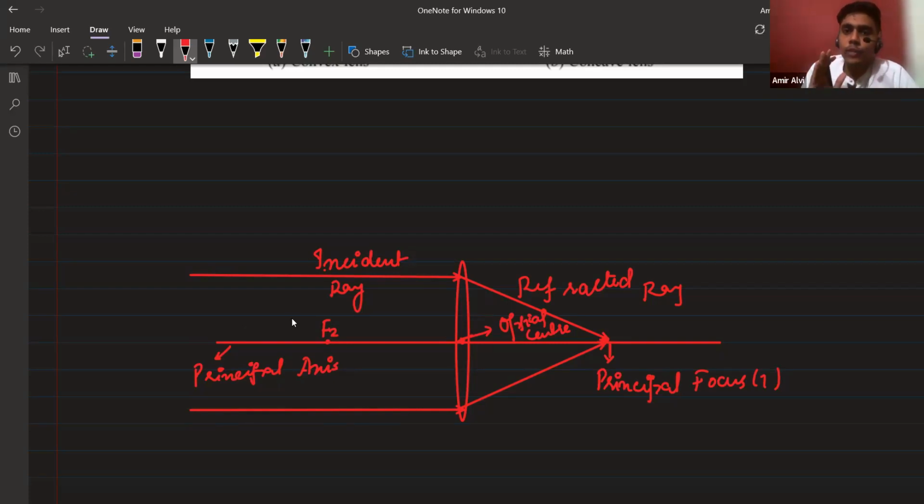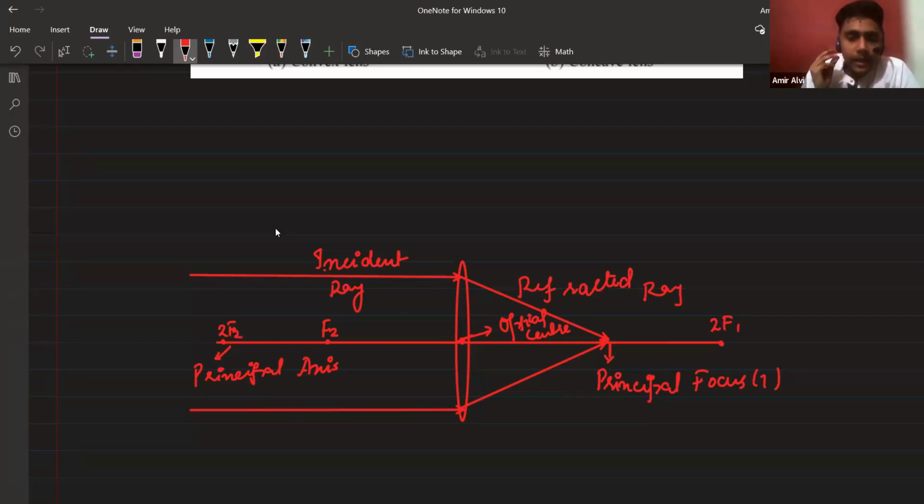In the mirror, we used to say the center of curvature. The center of the spherical mirror is the center of curvature. But in this, it's called 2F. Is everybody clear? Any doubt? So this will be 2F2, and the same point on this side is 2F1.